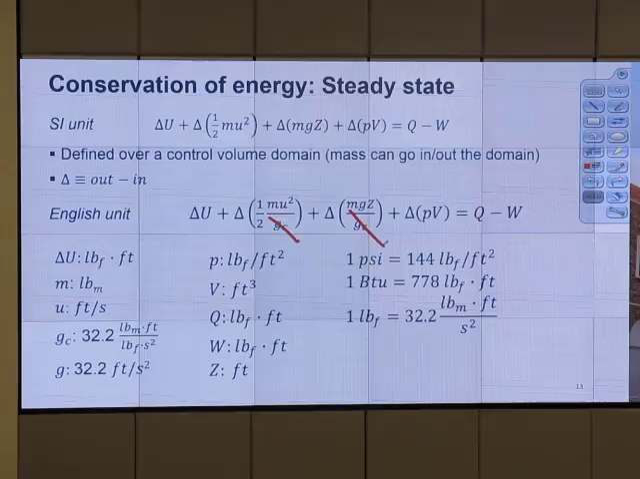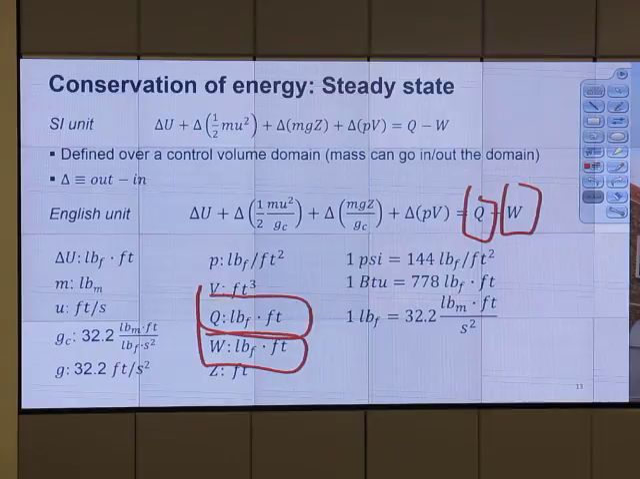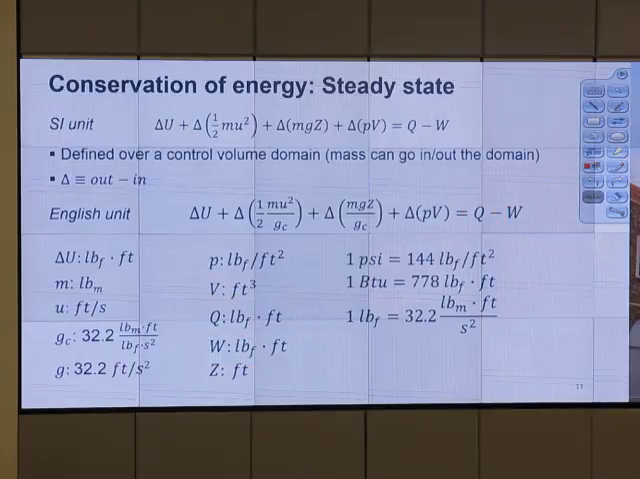In SI, we just delete that because we report everything in Newton. We don't report everything in pound mass or kilogram force or something. We don't do that, right? So we just do Newton. So in SI, that term is just gone. Look at this Q and W. Look at the unit. The unit is still pound force foot. So the unit on the left hand side and right hand side has to be the same. And this equation is for steady state.